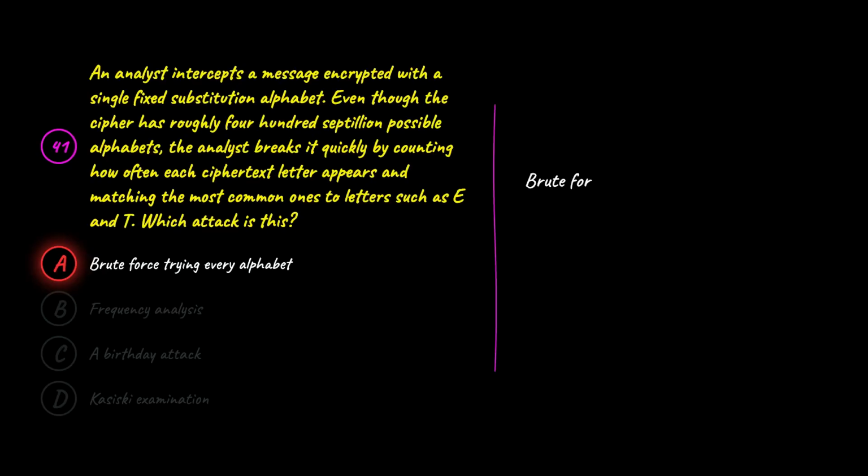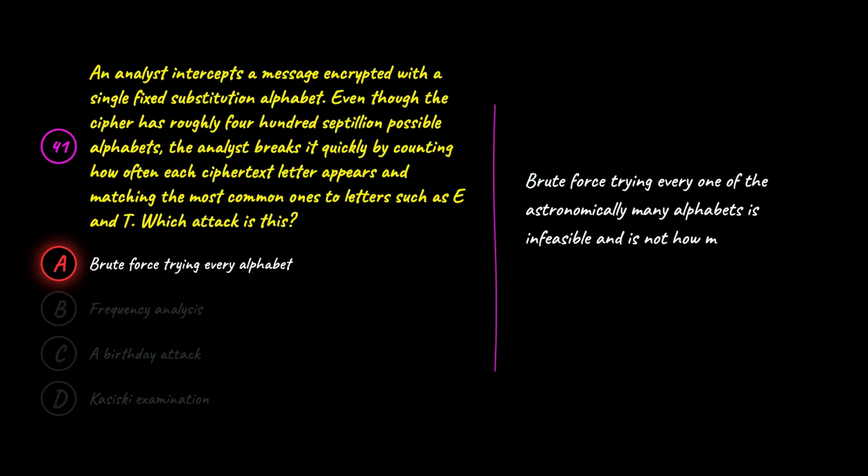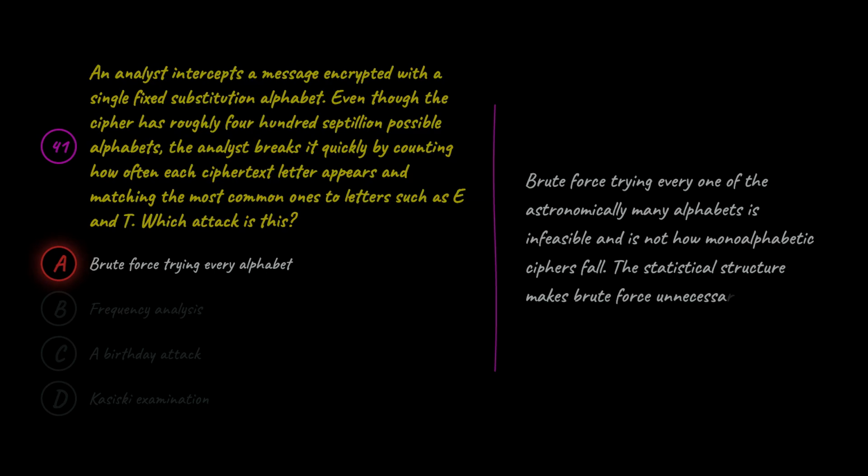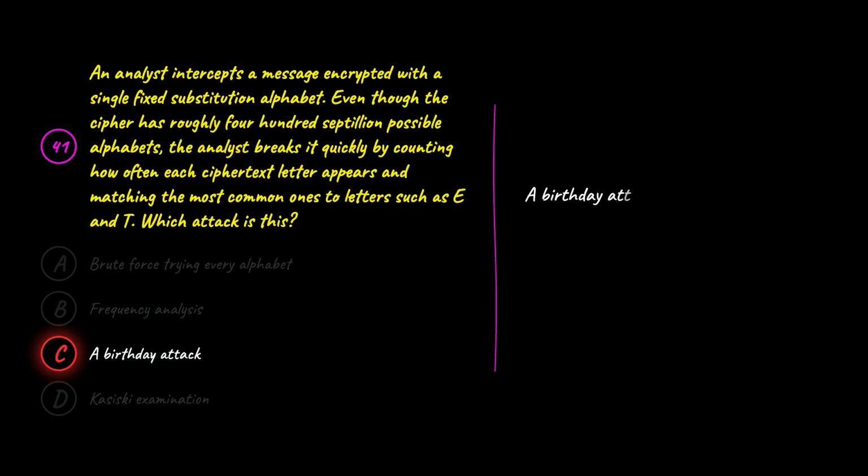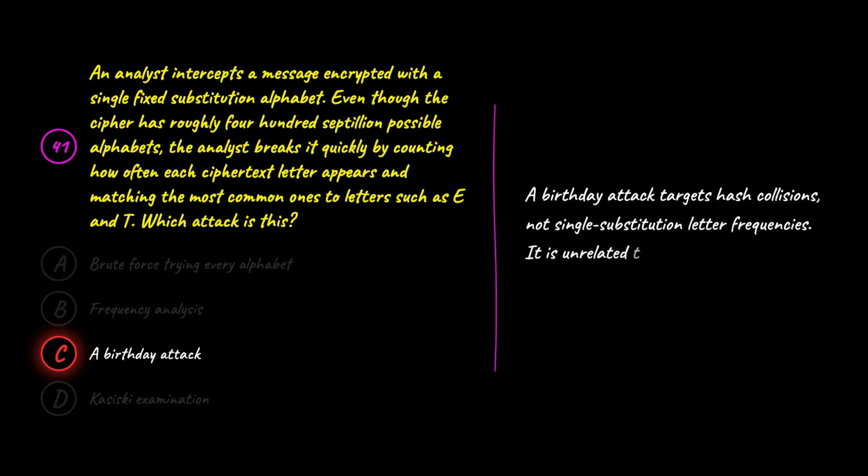A is wrong because brute force trying every one of the astronomically many alphabets is infeasible and is not how monoalphabetic ciphers fall. The statistical structure makes brute force unnecessary. C is wrong because a birthday attack targets hash collisions, not single substitution letter frequencies. It is unrelated to breaking a monoalphabetic cipher.